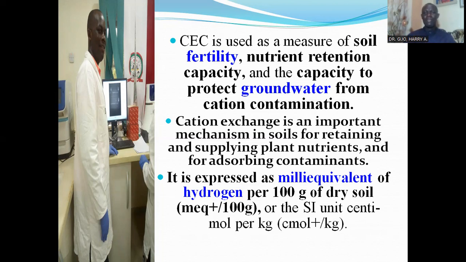Okay, so soil fertility and nutrient retention capacity are measured with cation exchange capacity. The capacity to protect groundwater from cation contamination, that's cations such as heavy metals and other very toxic substances, is made possible because of cation exchange capacity.